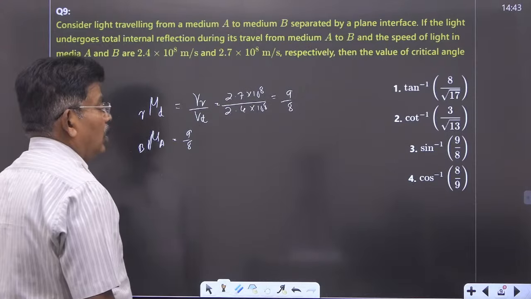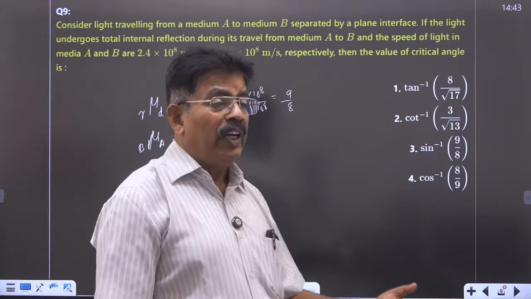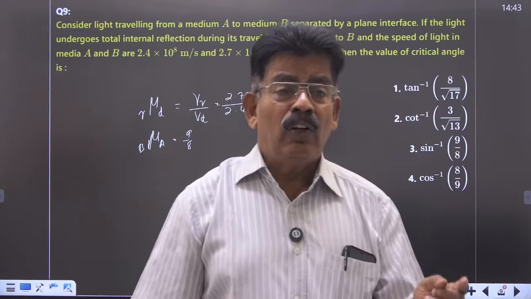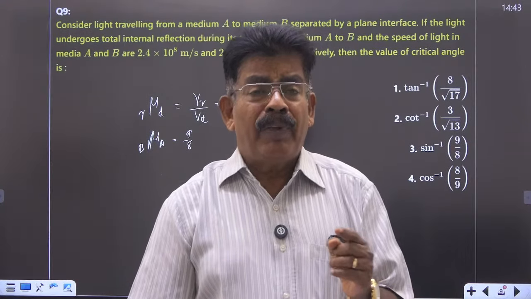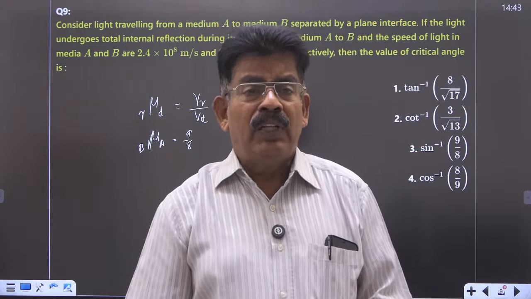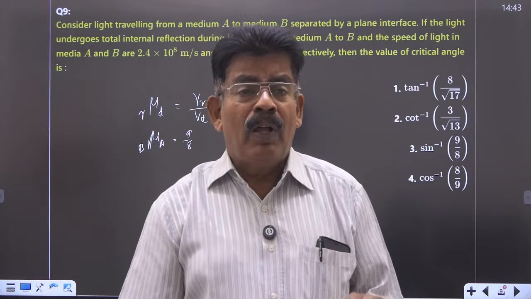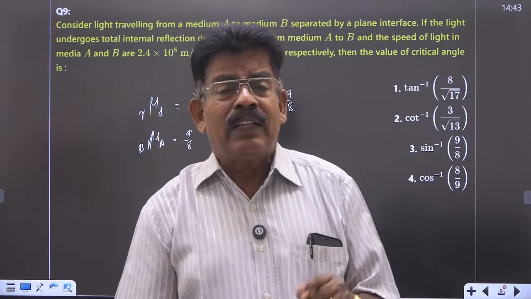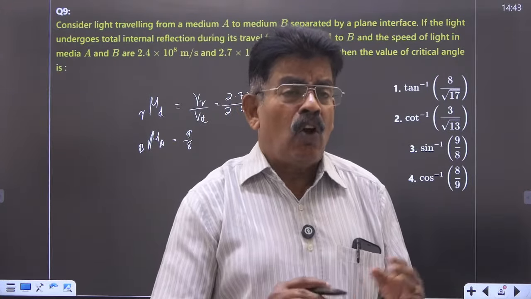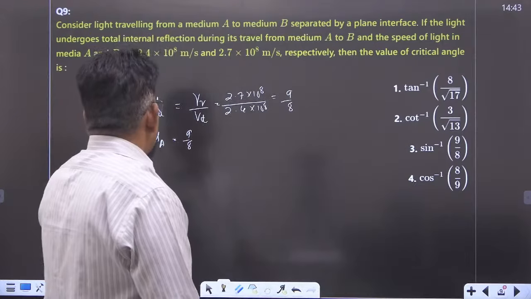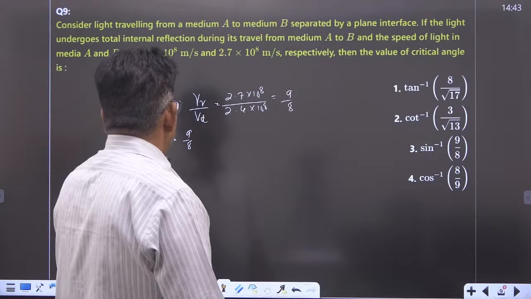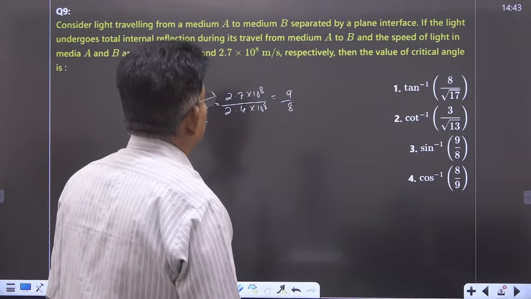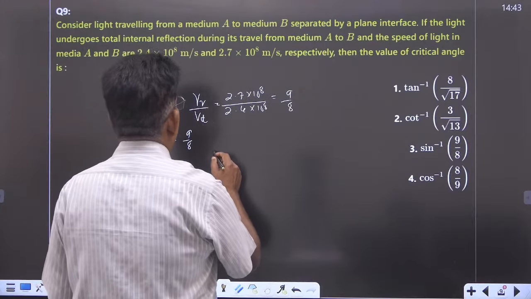Once again, in calculations when mu is coming, this is a critical angle problem. The light ray is going from A to B, and A is the denser medium, so the speed is less in the denser medium. But when you calculate the refractive index, you want the normal refractive index, rarer to denser, that is B mu A. That is 9 by 8. Correct?